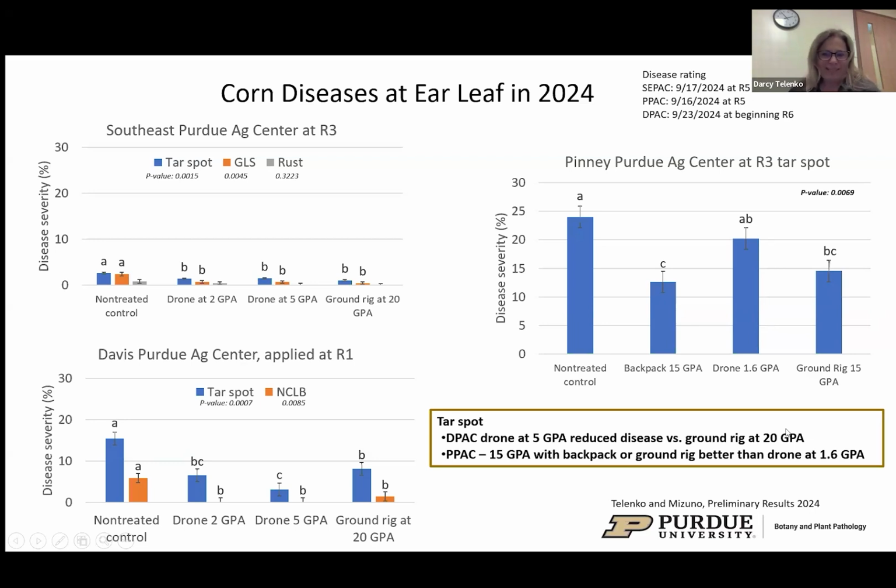But again, if we look at it, at Davis we saw that 5 gallons per acre reduced the disease for tar spot versus the ground rig at 20. And at Penny, we actually got pretty good control with our 15 gallons per acre versus the drone at 1.6.